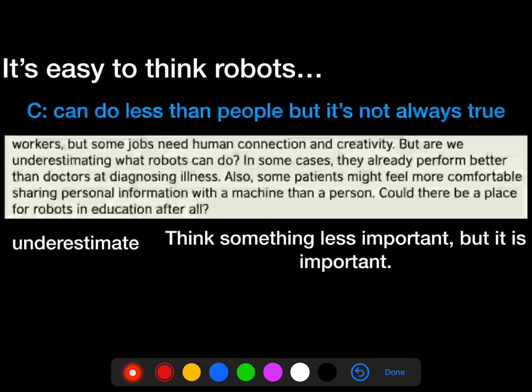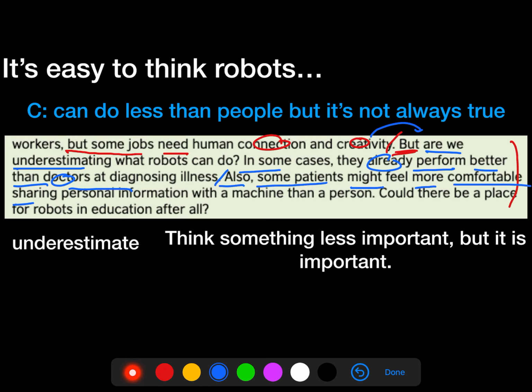Okay, so which would be the answer? The answer is C. It is easy to think robots can do less than people, but it is not always true. We can find some hints and the answers from this sentence. Some jobs need human connection and creativity, but it's showing the contrast. But, are we underestimating what robots can do? In some cases, they already perform better than doctors at diagnosing illness. Also, some patients might feel more comfortable sharing personal information with a machine than a person. Could there be a place for robots in education after all?